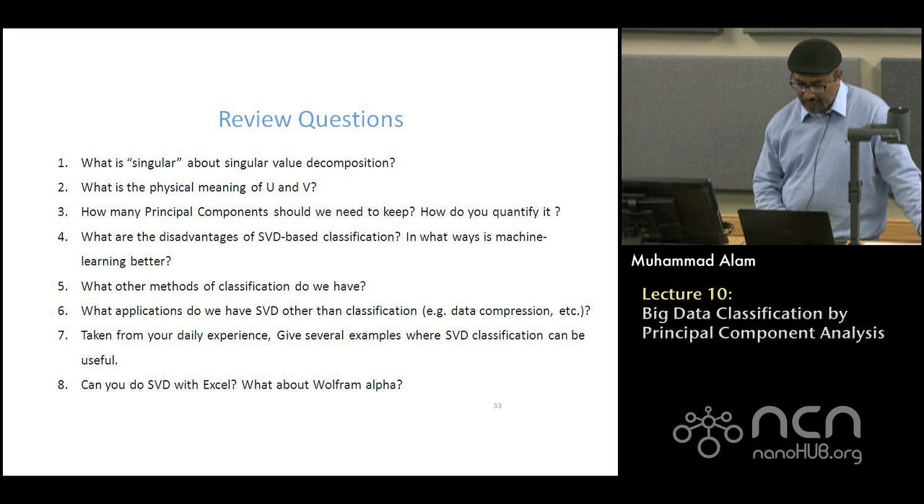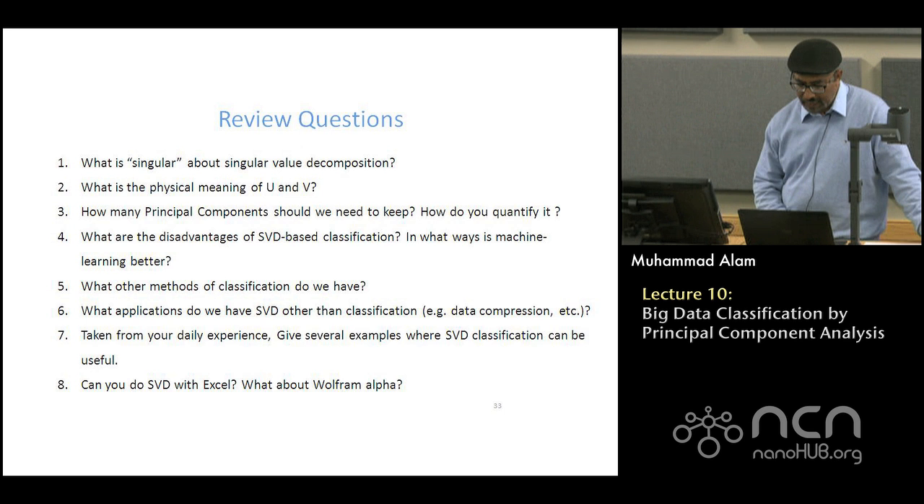So let's go through a few questions. Let's see whether you remember some of these things. Maybe we can go ahead. What is the first one? Singular value decomposition.